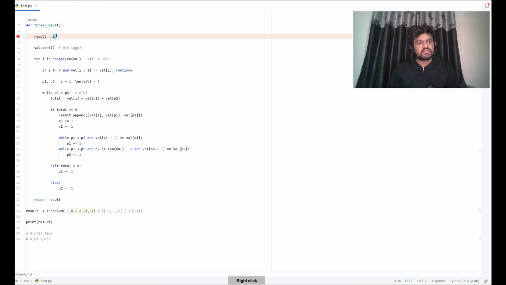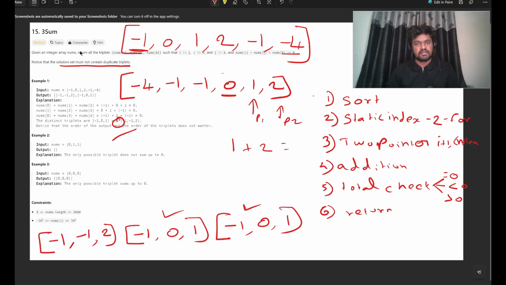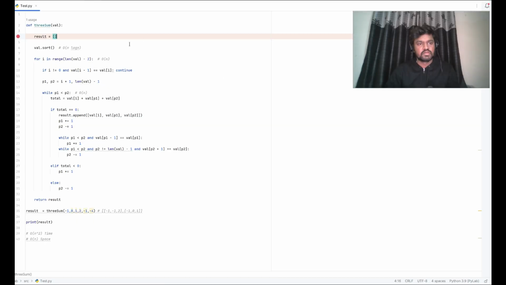Here we have a result and it's just initiated. Then we have a sort. As per our condition, we need to sort this input array first of all, so we have sorted it, and then we have a for loop. This for loop is just for traversing, iterating through this val. This val contains a list of numbers. We need to traverse until n minus 2, so we have that formula here.